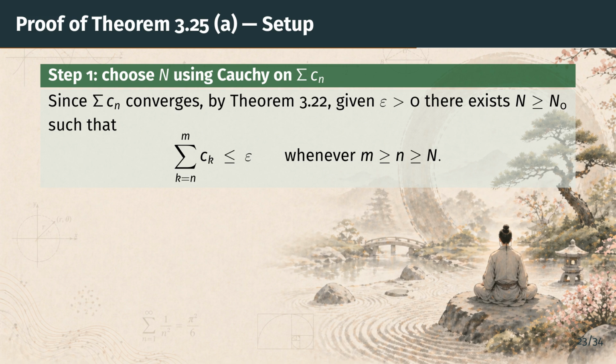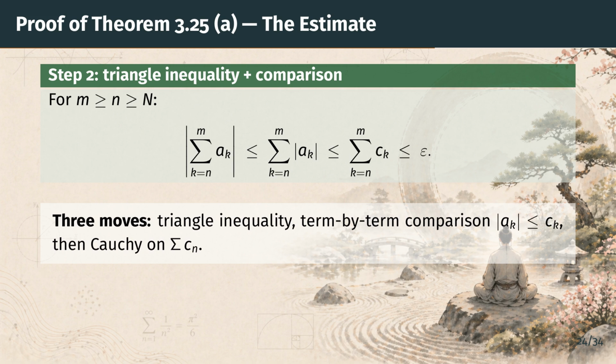On to the proof of Part A. Fix any positive epsilon. Since the dominating series c sub n is assumed to converge, the Cauchy criterion for series, Theorem 3.22, gives an index n past which every block sum of c sub k is at most epsilon. We pick n large enough that it is also at least n sub 0, so that the hypothesis on the original a sub n is in force for every index from n onward. Now the estimate. Take any m at least n.